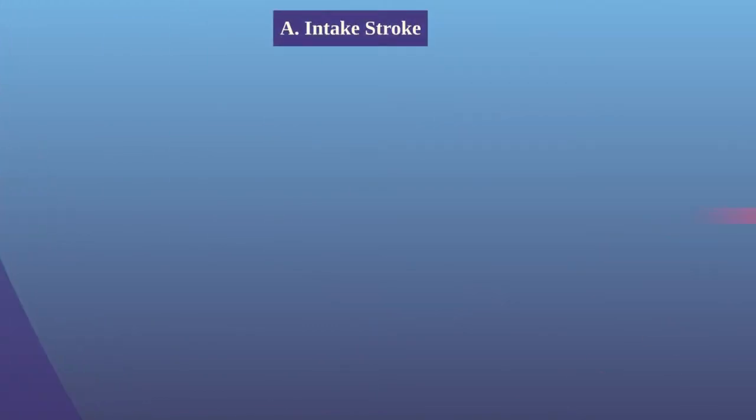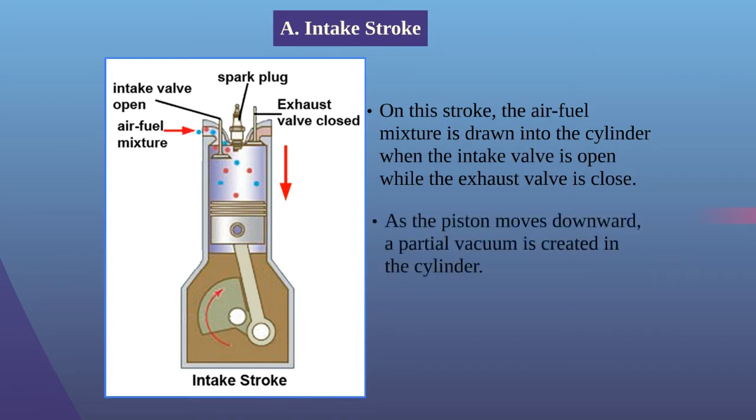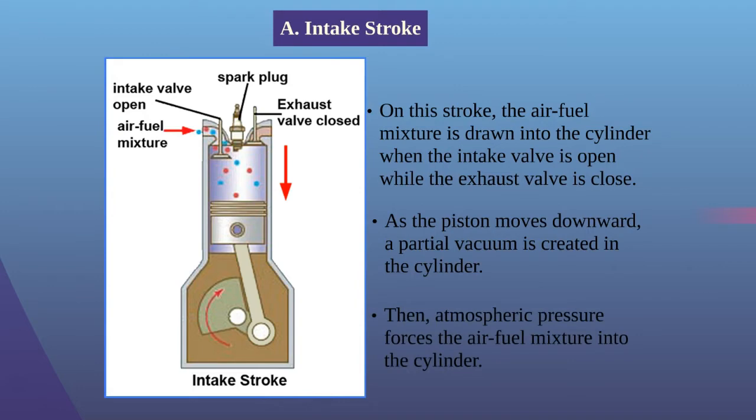Intake stroke. On this stroke, the air-fuel mixture is drawn into the cylinder when the intake valve is open, while the exhaust valve is closed. As the piston moves downward, a partial vacuum is created in the cylinder. Then, atmospheric pressure forces the air-fuel mixture into the cylinder.